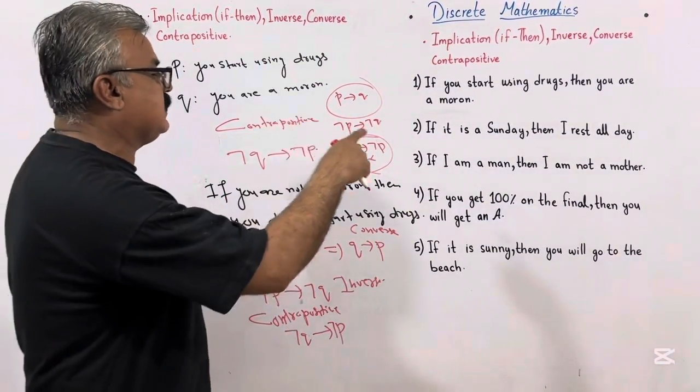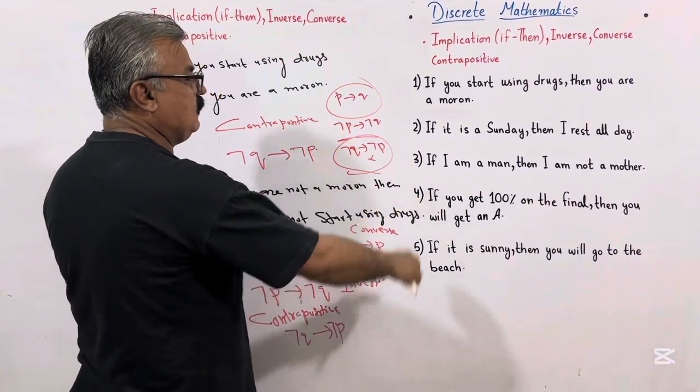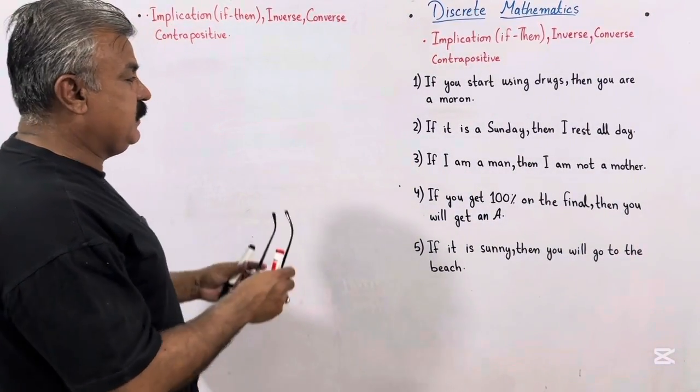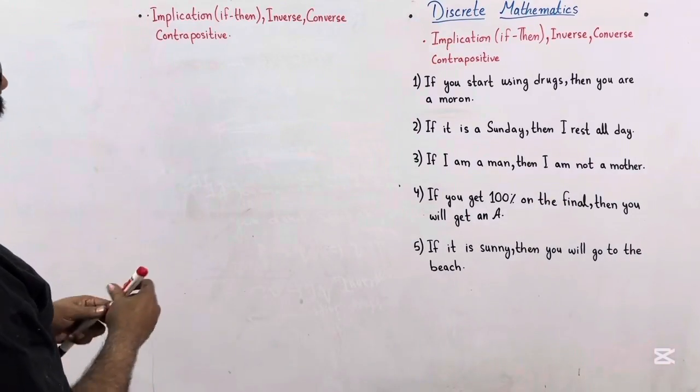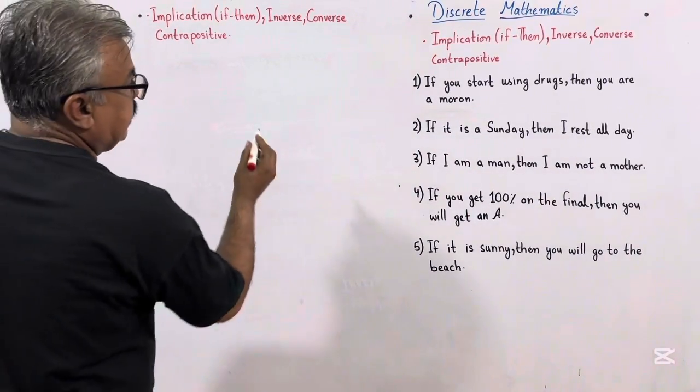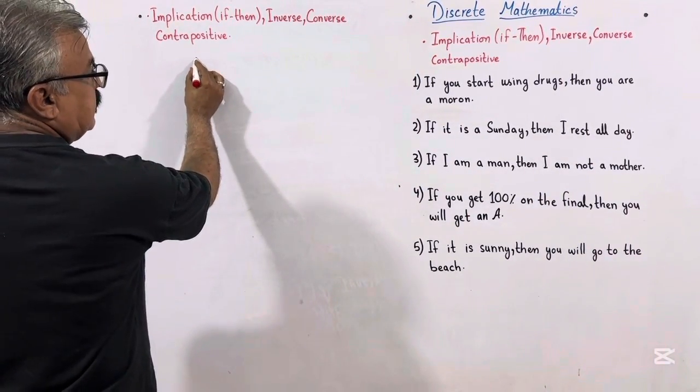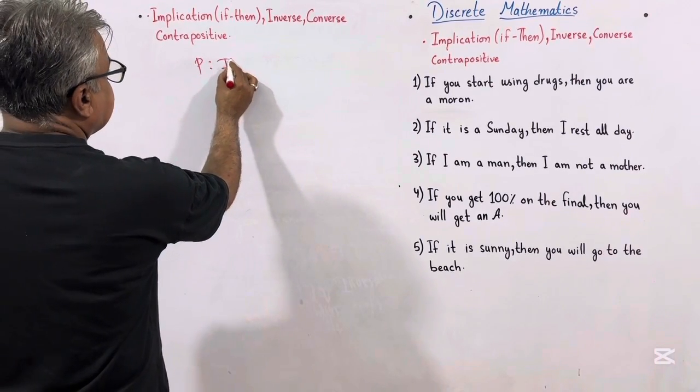Moving towards the next question, the second sentence, the second implication: if it is Sunday, let me write. P is it is a Sunday.